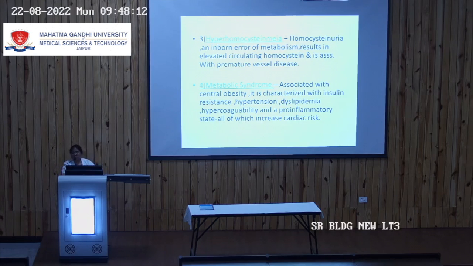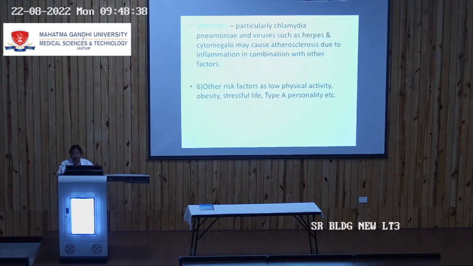So, all these are the modifiable risk factors that we had read. If someone has central obesity and these risk factors are all increased, this results in metabolic syndrome, which these days is a very common risk factor for atherosclerosis and very endemic. So, it is very important to decrease central obesity. Then infections. Mainly chlamydia and viruses such as herpes and cytomegalovirus have been named, but some other infections, if they are causing inflammation, may also be involved. Then some minor risk factors are low physical activity, type A personality, stressful life, overall obesity, etc.